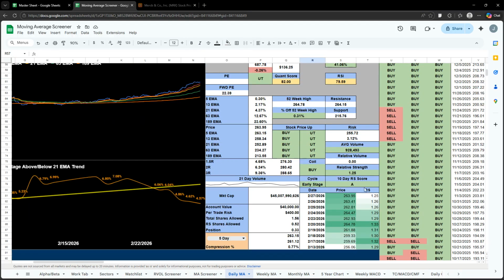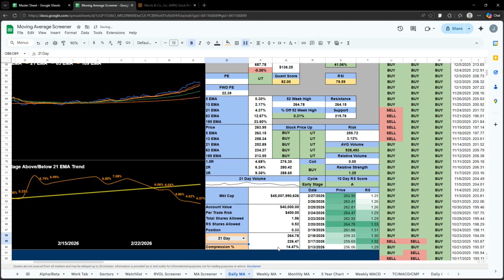I do like the 10-day relative strength score much better. Anything above 1, we consider institutions buying. Anything below 1, institutions are distributing. So accumulation above 1, distribution below 1. But I want to see strong accumulation. 1.2 gives me strong accumulation.